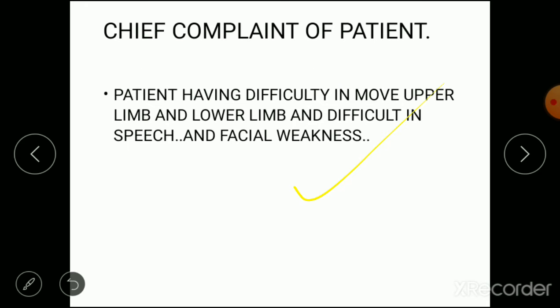Then the chief complaint of the patient. Now just see the features. In that the patient has more involvement of the upper limb. So what is the chief complaint? The patient has difficulty moving the upper limb and lower limb, difficulty in speech and facial weakness, and the lower limb difficulty is less than the upper limb. So this is the chief complaint of the patient.